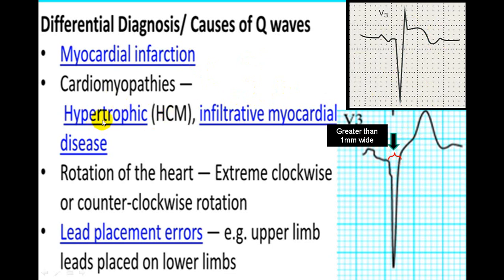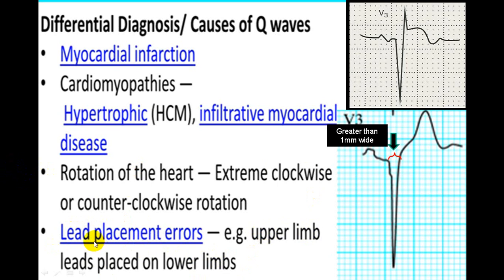Another classical example, as we have already told you, is hypertrophic cardiomyopathy or even an infiltrative variety of myocardial involvement. In some cases of rotation of the heart, we call it extreme clockwise or counterclockwise rotation. And if the upper limb leads, that is right arm and left arm, are placed on the lower limbs and the lower limb leads are placed on the upper limbs, you will get a deep Q wave. So you should try to find out if there is a lead placement error.